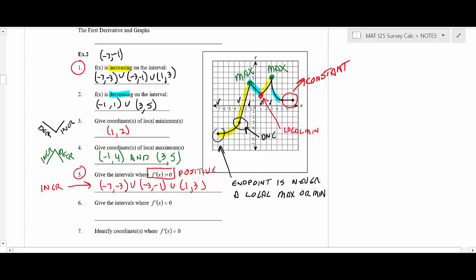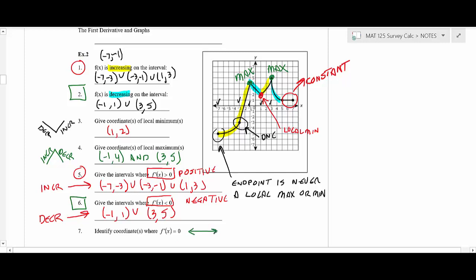Okay, and then this next one is saying, where is the derivative negative? Okay, a derivative is negative where the function decreases. So where the function decreases is these blue regions. That would be from -1 to 1 and from 3 to 5. Okay, so the idea is the answer to number 6 is the same as the answer to number 2. That's it.